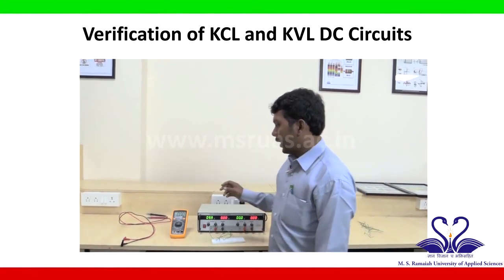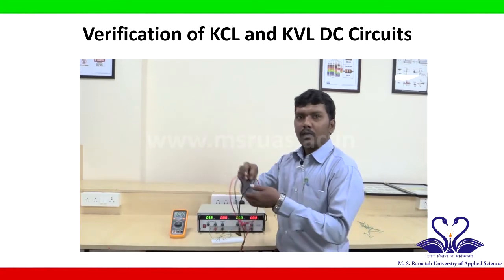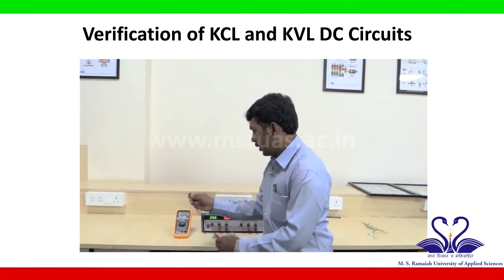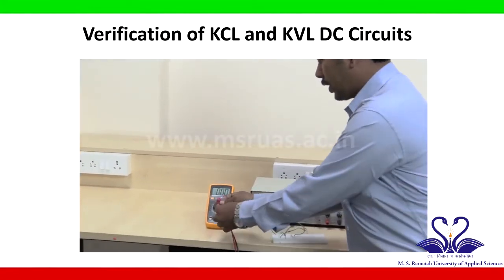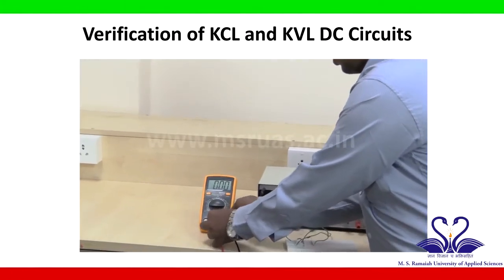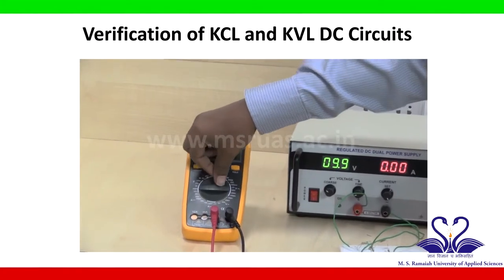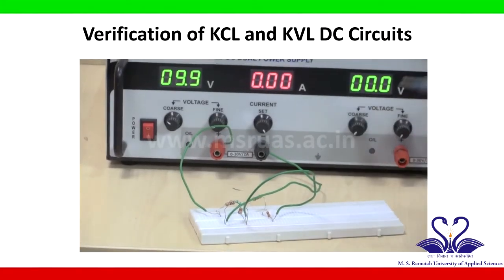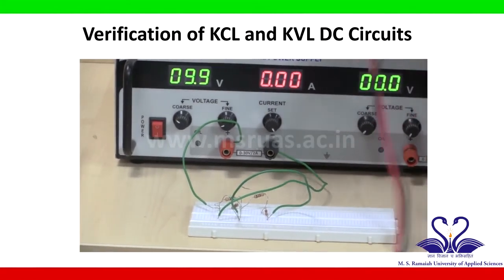Now to measure the voltage, connect these probes in the voltage mode and make sure that this black terminal should be in the common position and this red probe should be in the voltage position, and make sure that this multimeter knob should be in the DC voltage position. Now to measure the voltage across the R1, connect these two probes across the R1.